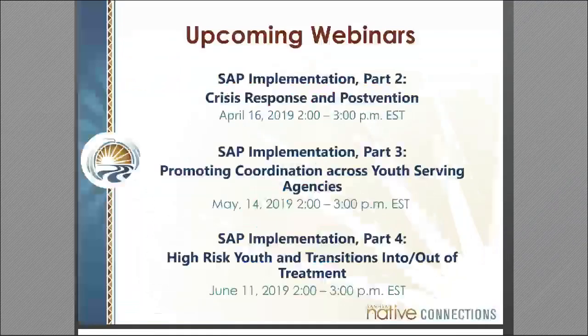And the next slide. Great, thank you, Deborah. I just wanted to take a moment to talk about our upcoming webinars. Thank you so much for joining us today. We appreciate you being here. SAP Implementation Part 2, Crisis Response and Postvention, will be on April 16th. Part 3, Promoting Coordination Across Youth-Serving Agencies, on May 14th. And Part 4, High-Risk Youth and Transitions into and Out of Treatment, will be, it looks like, June 11th. Looks like we had a little mistype there.